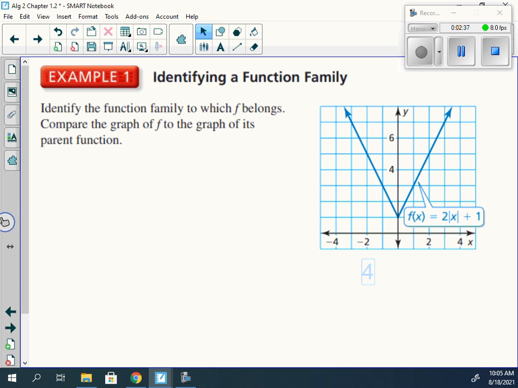Types of transformations is what we're going to look at. So we're going to be looking at these parent functions and being able to identify which one it falls under, which one's parent it belongs to, and then identifying the transformation that has occurred. So this is the first one we're going to look at. There are two parts to it. The first is we need to identify its parent. So what is the parent function?